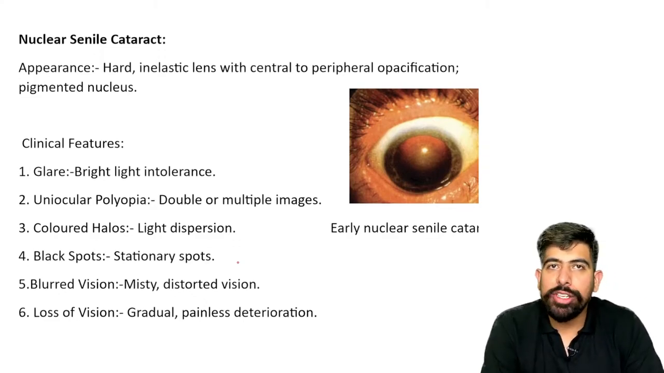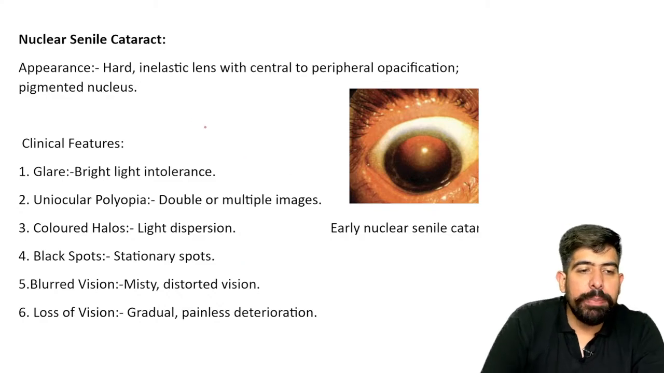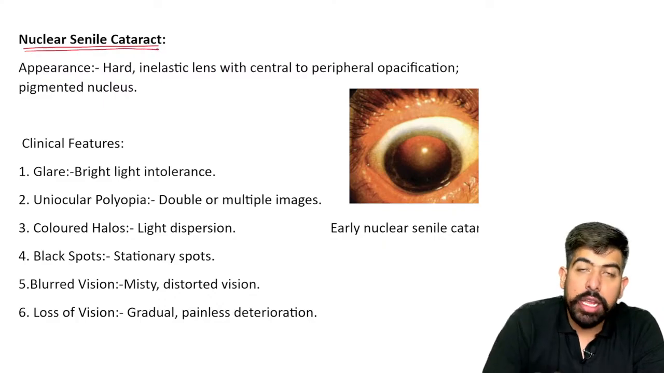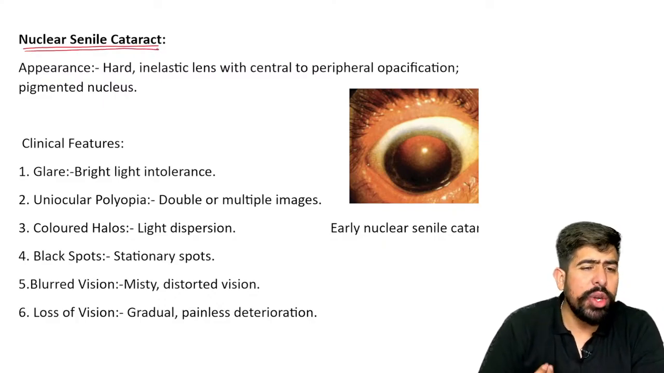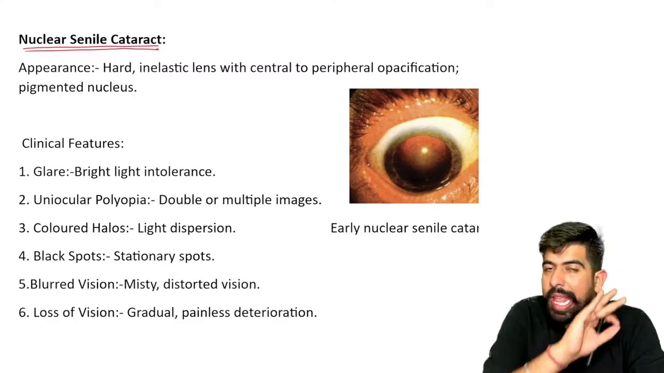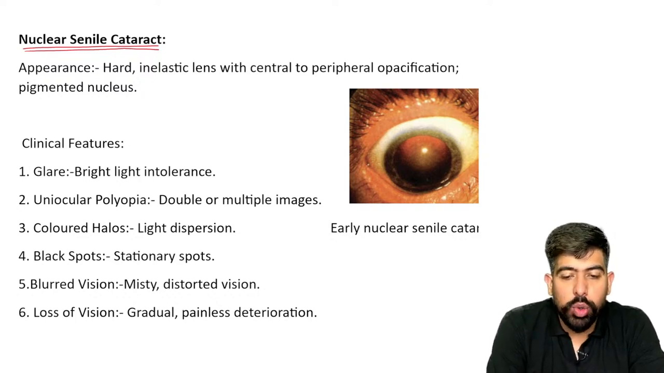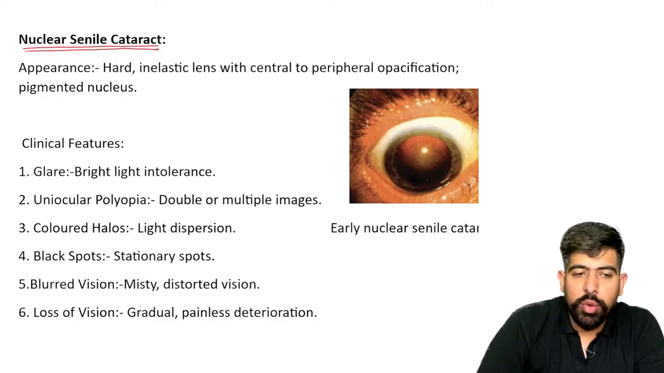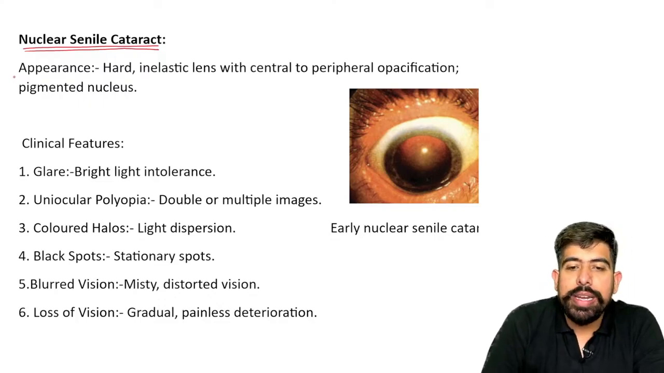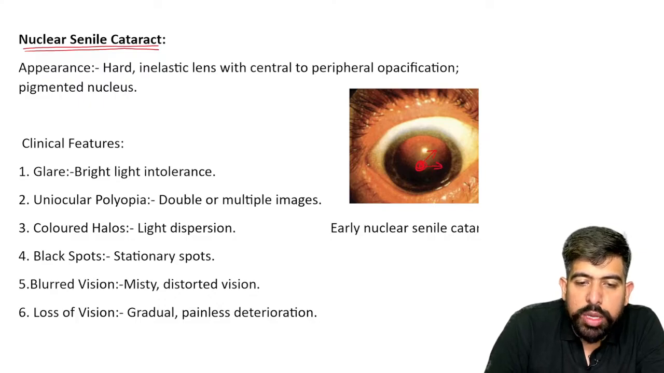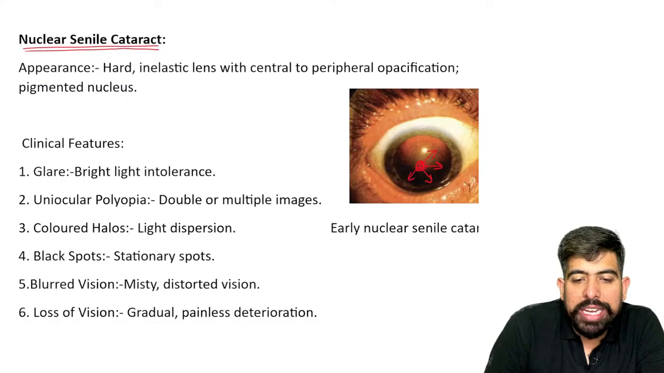Now, as we talked about immature, mature, and hypermature, starting with the immature cataract, the first one is the nuclear senile cataract. What do you mean by nuclear cataract, guys? Just simple. As we talked about the anatomy of the lens, I told you that there is a nucleus. So if only the nucleus is affected, the clouding starts from the nucleus and spreads to the periphery, from the central to the periphery like this.